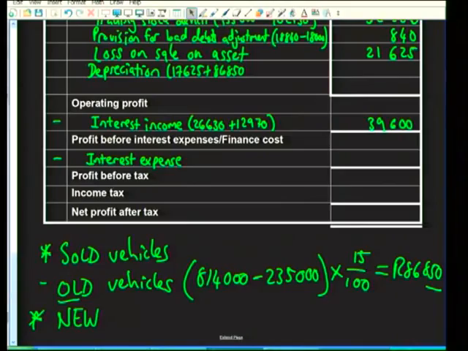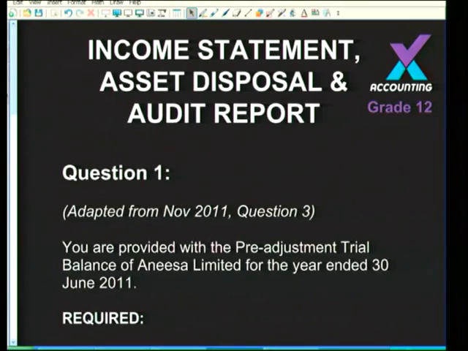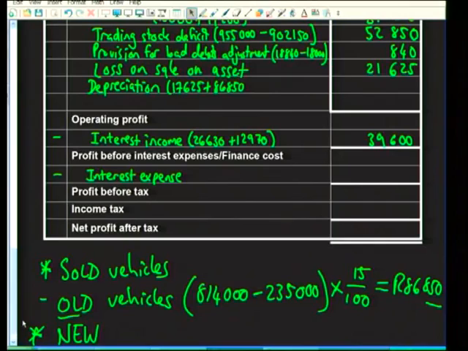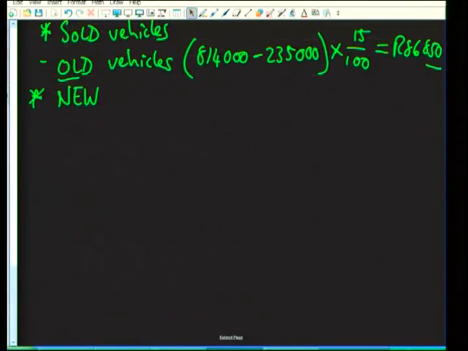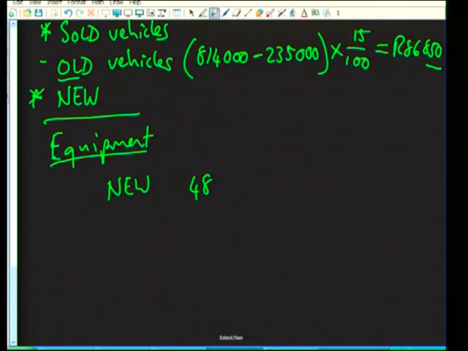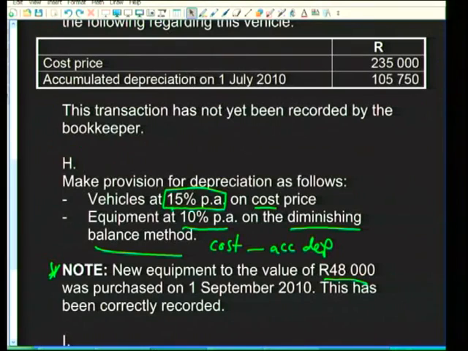We don't have any sold in this example, but we do have new equipment and we do have old equipment. So let's do the calculation for equipment over here. If we're doing the calculation on the new equipment, we know the cost price was 48,000 Rand. How do we know that? Because the question told us. We also know it was purchased on the 1st of September 2010. And we know that it's been correctly recorded.